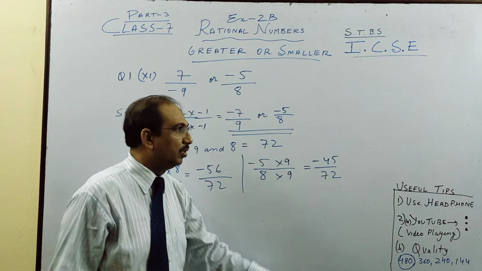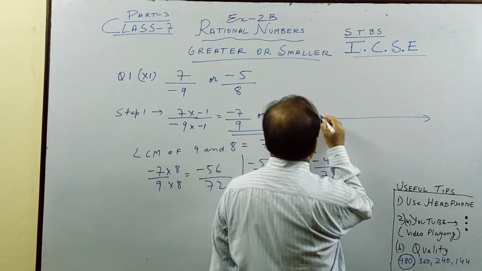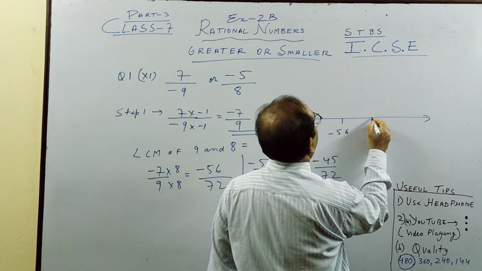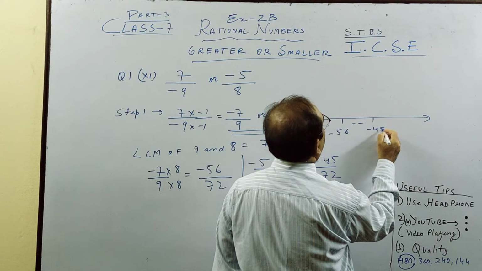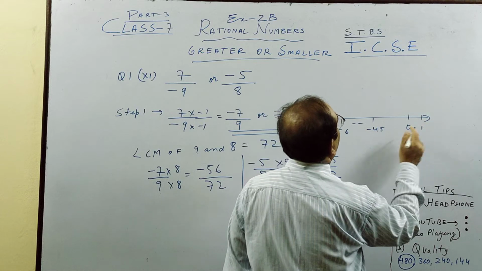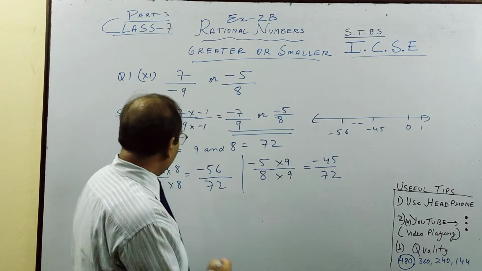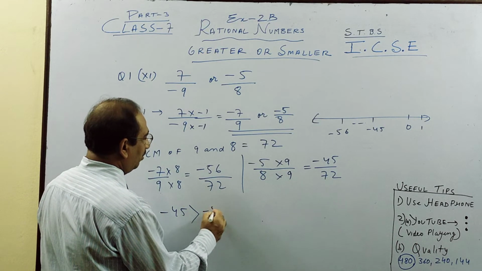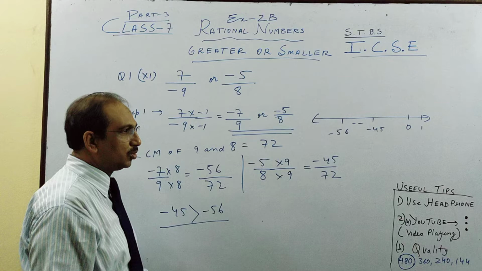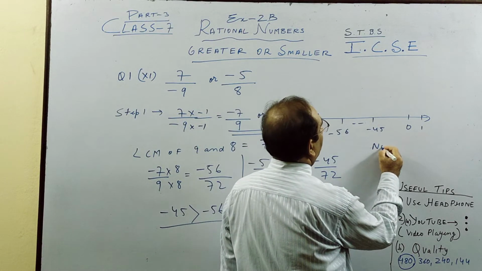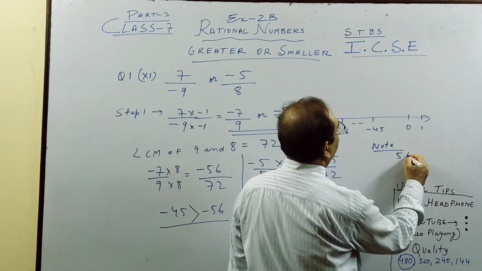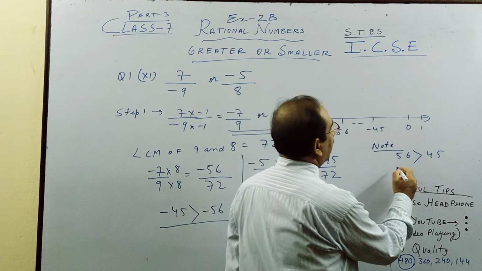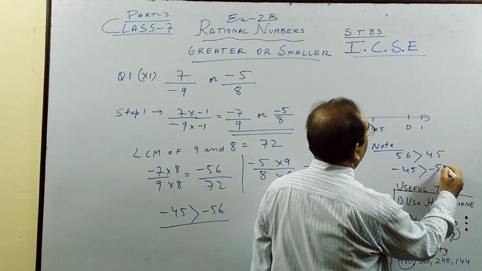Now see these two on a number line. -56 is here, -45 is here, then you go to this side. So -45, children, is greater than -56. So once you know, note here one very important thing. We know 56 is greater than 45 on the positive side of the number line, but in negative, -45 is greater than -56.